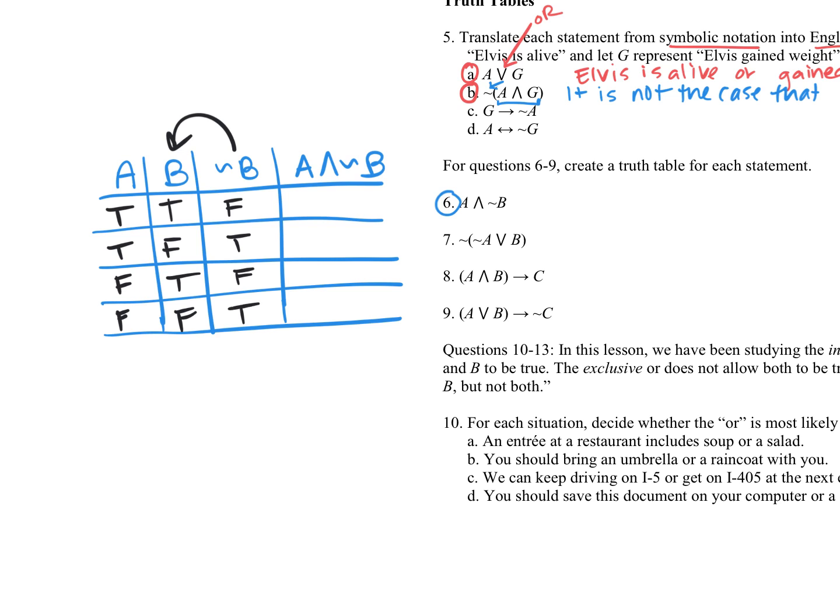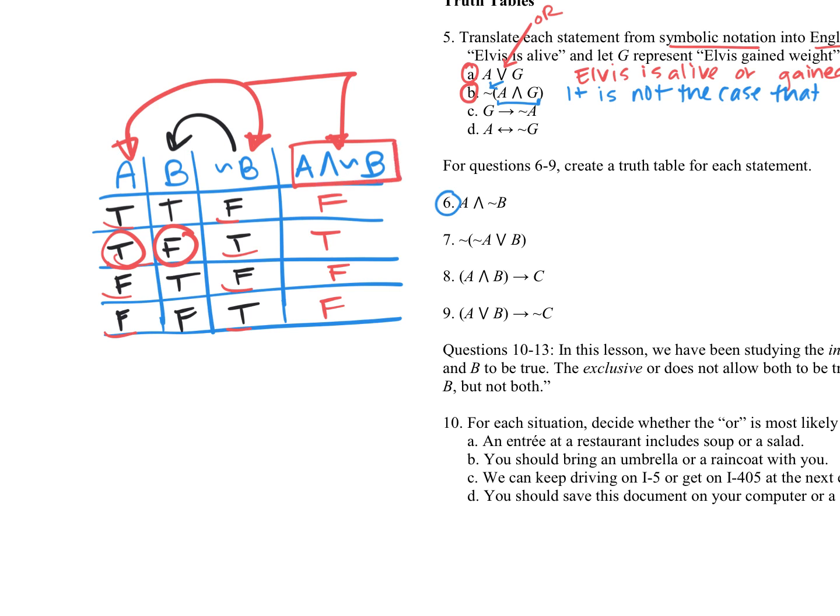Now we want to put together our A and our negation B, and this is a conjunction, so we need both to be true. So that's going to be false, that will be true, false, and false. So the only time we get true is if A ended up being true and B was false, then our new statement we came up with would be true.